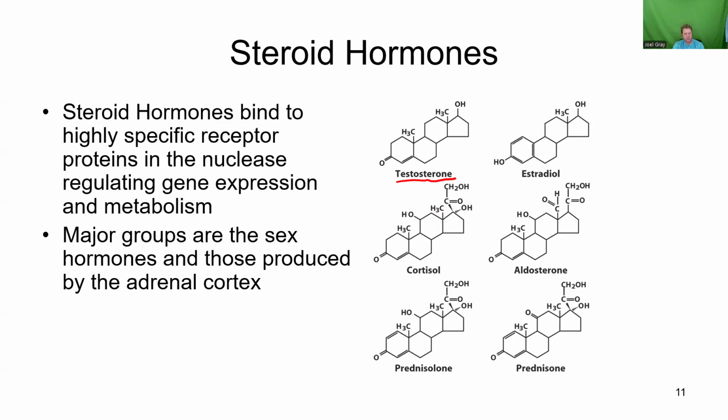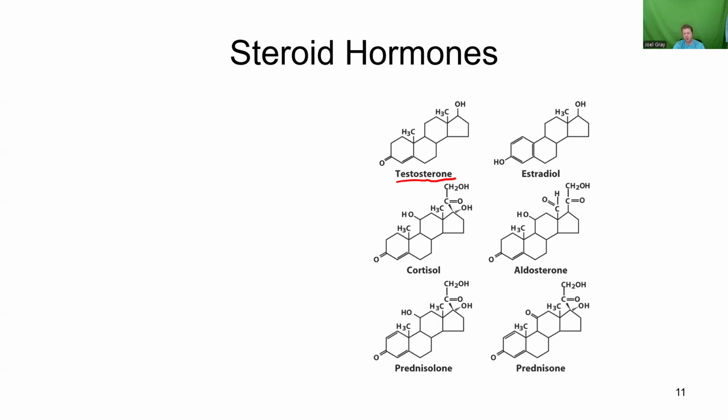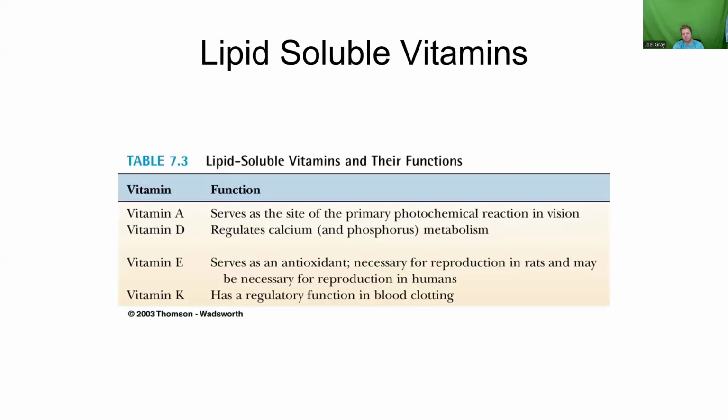Now, that's cholesterol. Whenever it comes to cholesterol, I want you to be familiar with that general structure. And I want you to know that this is the most common animal steroid, and it's a precursor to all of these over here. Testosterone, aldosterone, prednisone, prednisolone. These are good examples of steroid hormones. So these are going to basically tell different parts of your body to do different things.